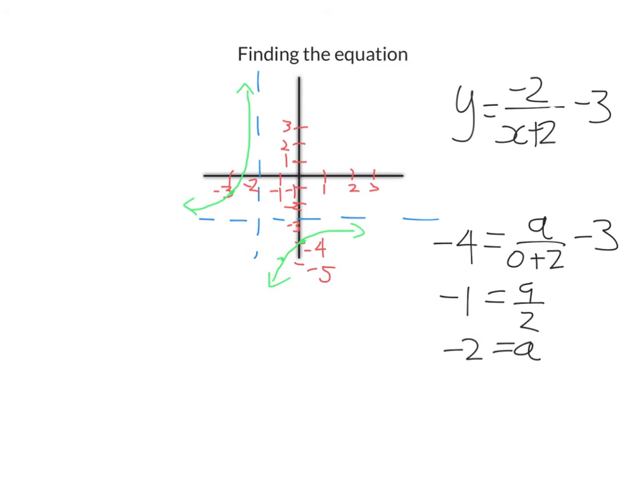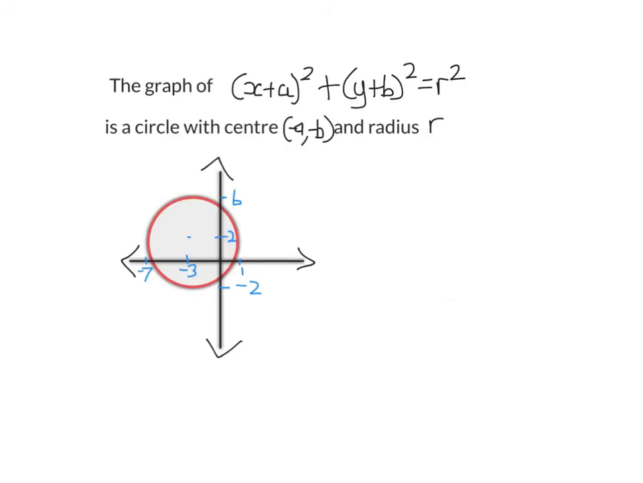All right, let's now have a look at circles. So if you have an equation of this form, (x plus a) squared plus (y plus b) squared equals r squared, it is a circle. Its center is -a, -b. So the x coordinate of the center is the negative of this. The y coordinate of the center is the negative of this.